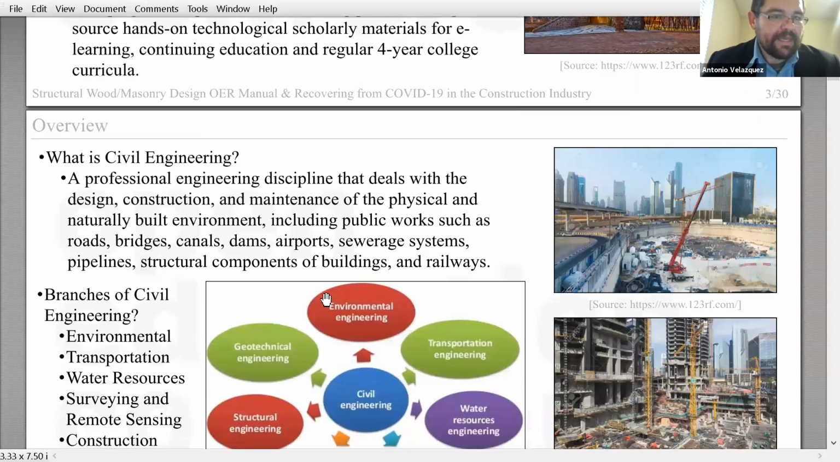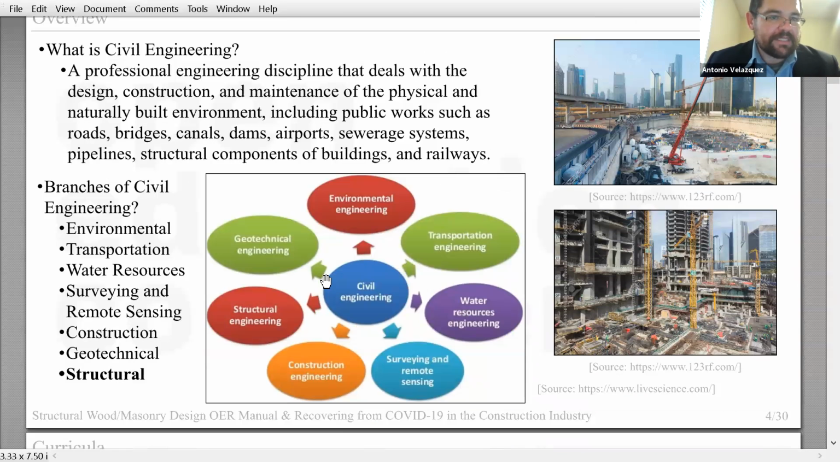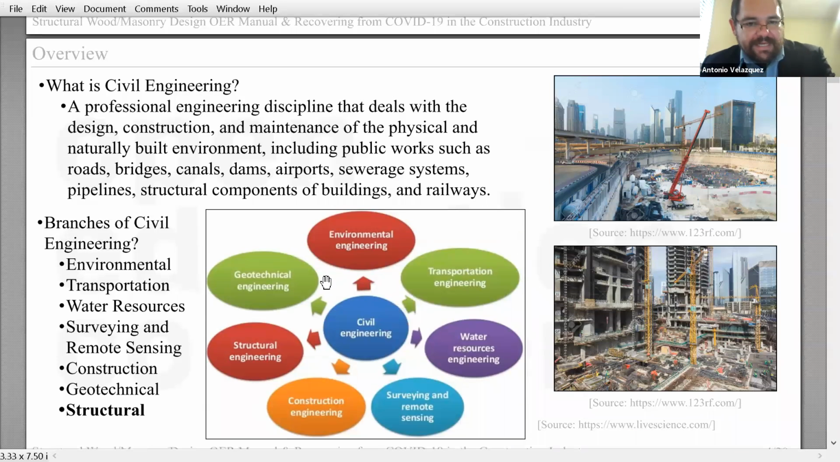Okay, let me go straight to the basics. Probably most of you don't have this background in engineering, but I'm not going to go technical. This is going to be more of a relaxed talk, but still I want to give you some of the background.